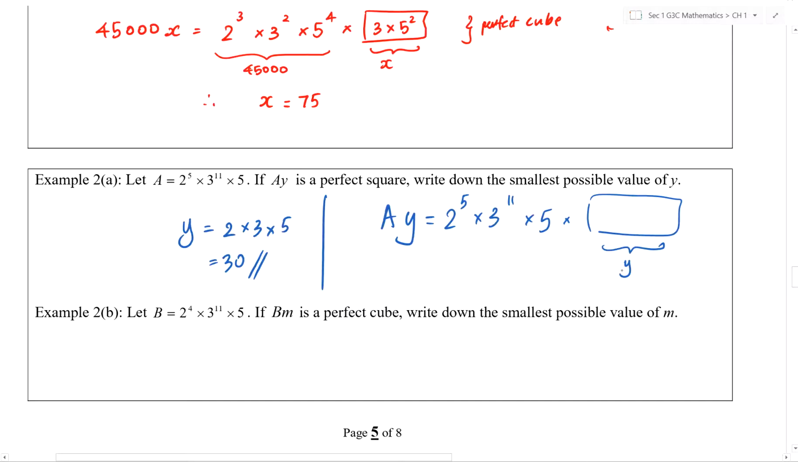No. What must we multiply it by in order to get an even power? By a 2. Then we'll bring the power up to 6. Likewise for 3. Currently there are 11. I need an even number. So I multiply by 3 again. Similarly for 5. Get it now?